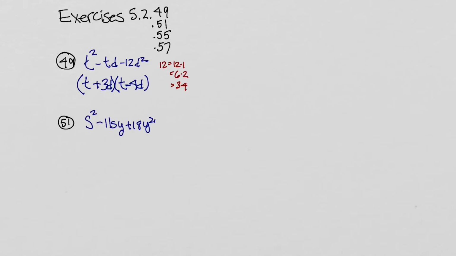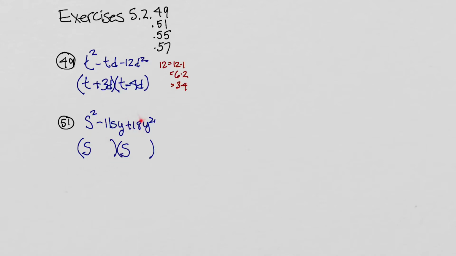Let's go on to number 51. Do you see anything common all the way through? I don't. S, S, no S. Y, Y, no Y. I don't see anything common all the way through, so I'm going to write the two sets of parentheses, hoping we can do this. And I'll start here with the S and the S, right? The S and the S, that'll give us our S squared.